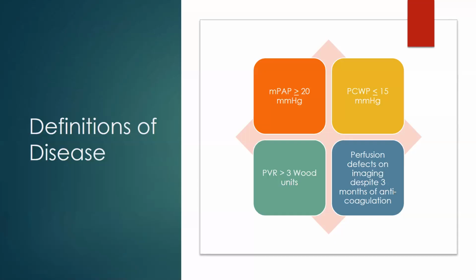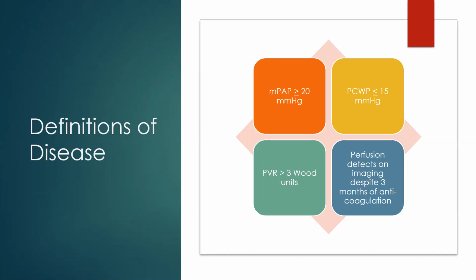Okay, so the definitions of how we define CTEPH, CTED, and post-PE related dyspnea differ. So we'll start here with CTEPH. When we diagnose that, typically it's going to be on right heart cath-based numbers. So you're going to want a PA pressure greater than or equal to 20, a PVR greater than 3 Wood units, and ruling out left-sided disease with a wedge less than or equal to 15. In the setting of perfusion defects on CT pulmonary angiogram, and again, despite having had 3 months of effective anticoagulation. So you call it that once they've been adequately treated and continue to have issues.